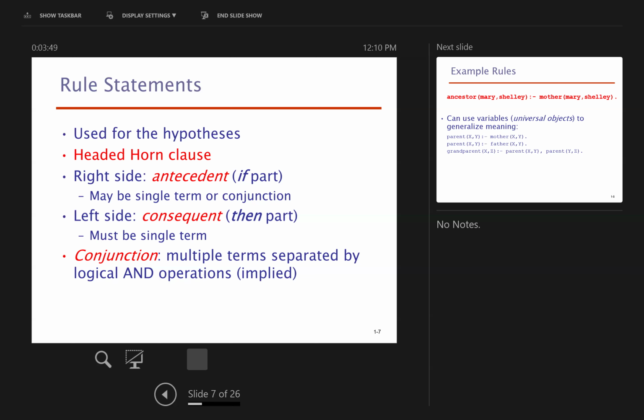So also we have conjunction. Here we have multiple terms separated by logical and, or disjunction, or. But the majority will be conjunction, as we said earlier, with implication. So if then is implication: if this, then whatever follows. So this will be the basic concept of Prolog.